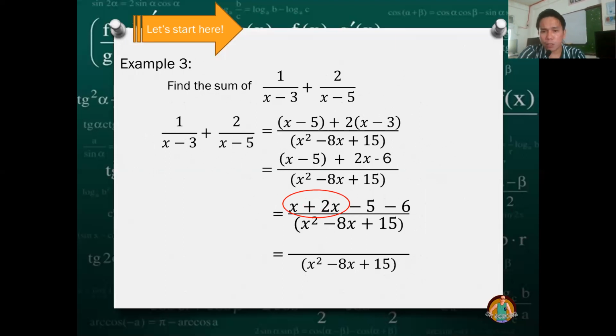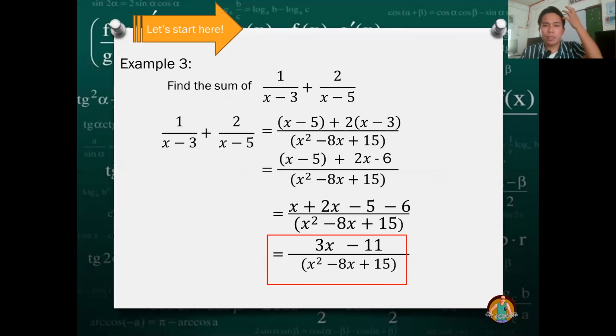X plus 2x will give us 3x, kasi 1x plus 2x will give us 3x. And negative 5 and negative 6 will give us negative 11. And that will be our final answer. Klaro? Sige. That is example number 3.